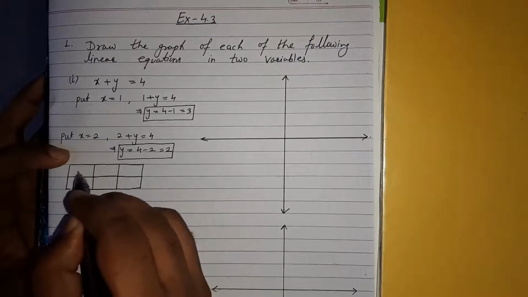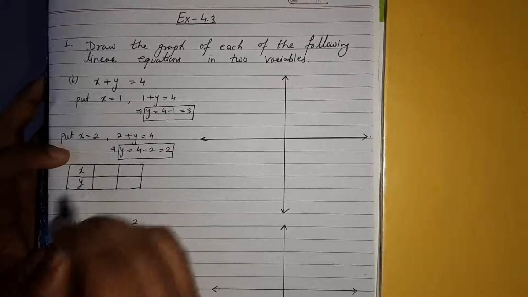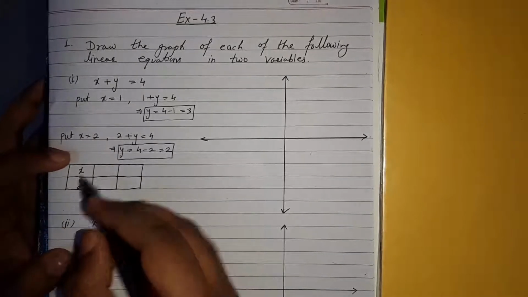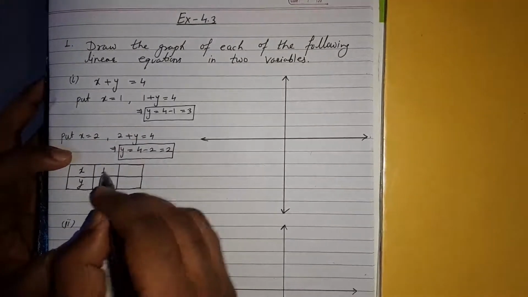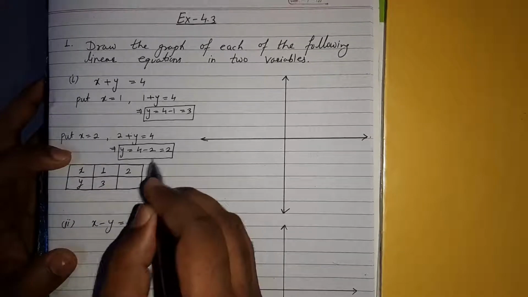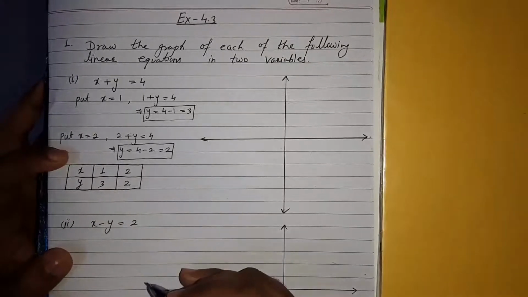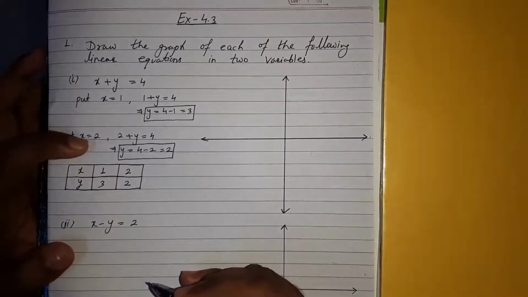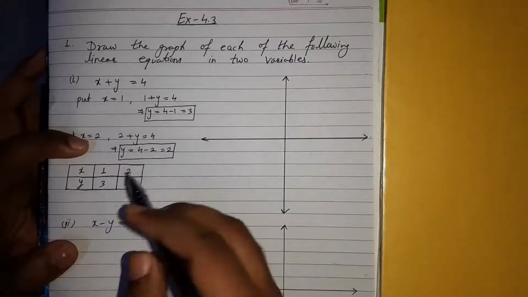This is the value of x and this is y. So the first solution is x is equal to 1, y is equal to 3. The second solution is x is equal to 2 and y is equal to also 2. So now we will draw these points on the graph paper.